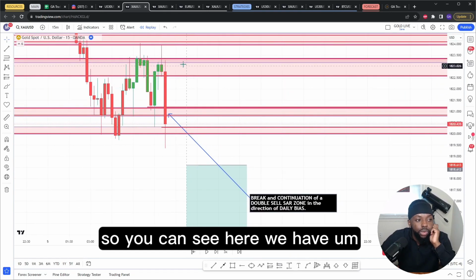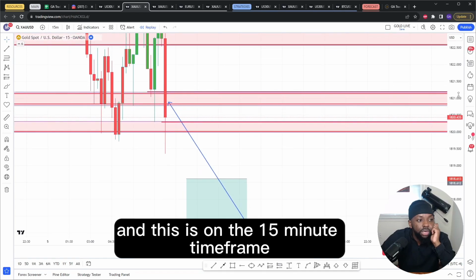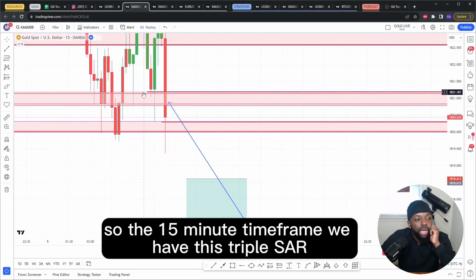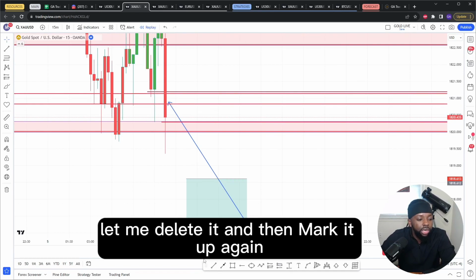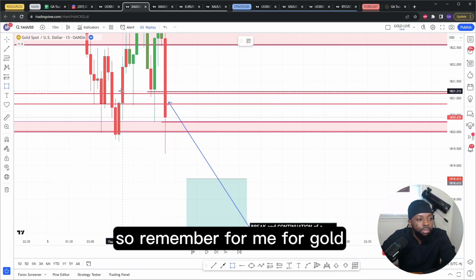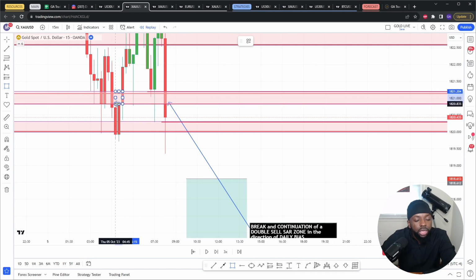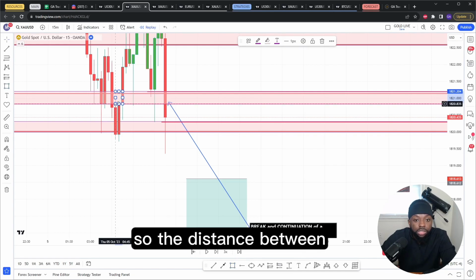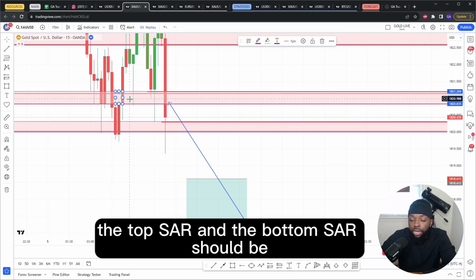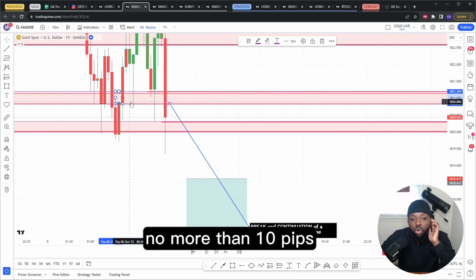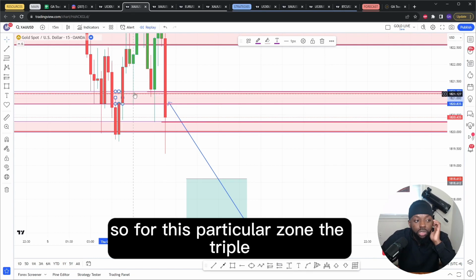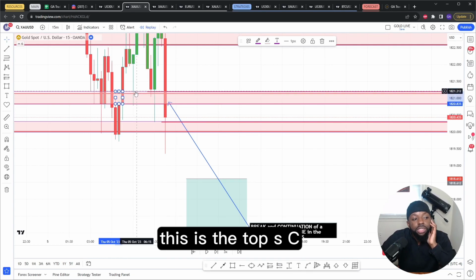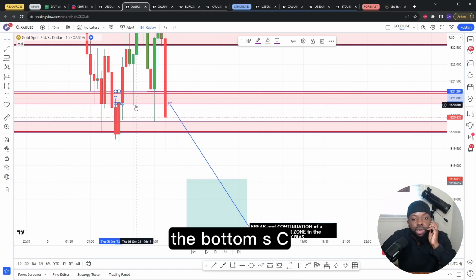So on the 15-minute time frame, we have this triple SAR. Let me delete it and then mark it up again. So remember, for me, for gold and FX pairs, an SAR level should be no more than 10 pips. So the distance between the top SAR and the bottom SAR should be no more than 10 pips. For this particular triple zone, the top SAR is at 1821.2, the bottom SAR is at 1820.8.